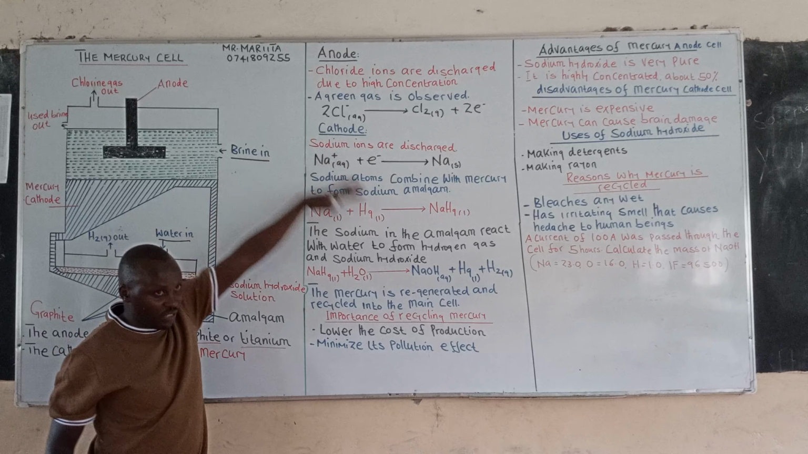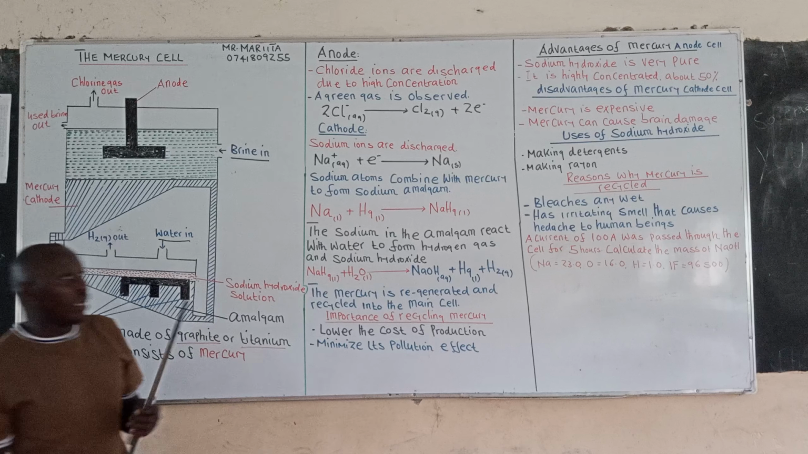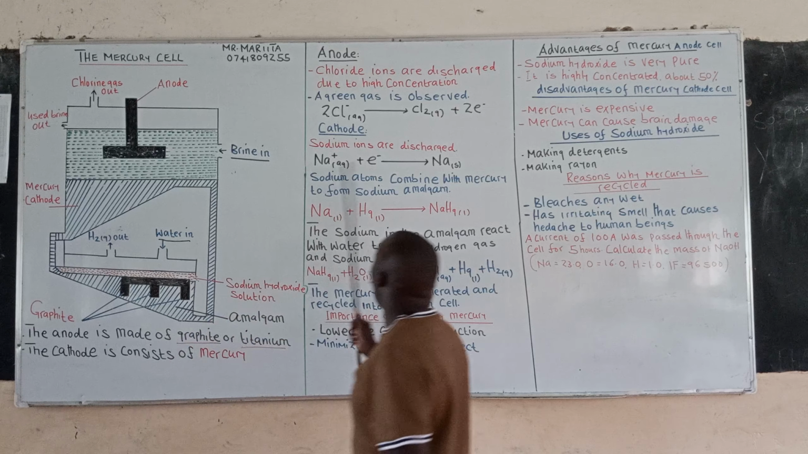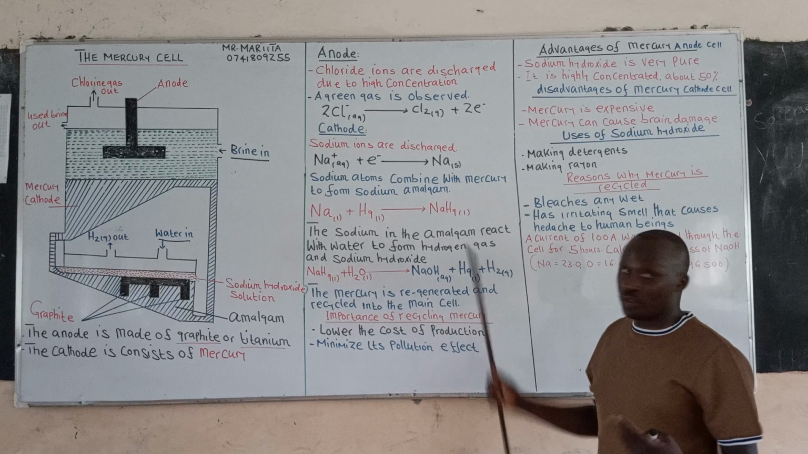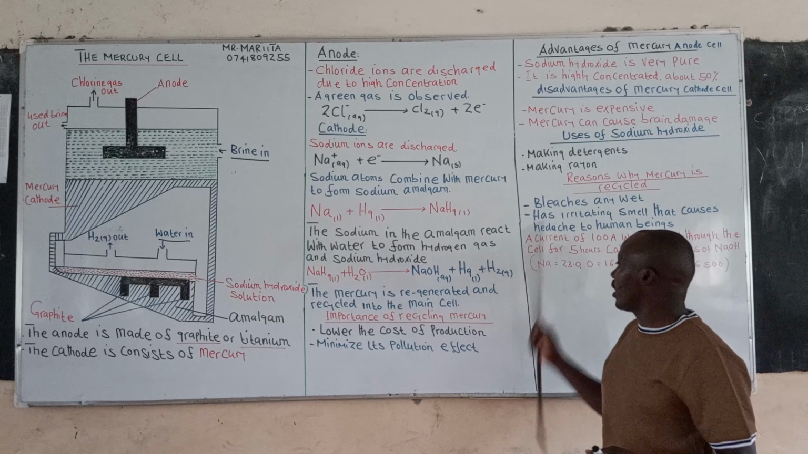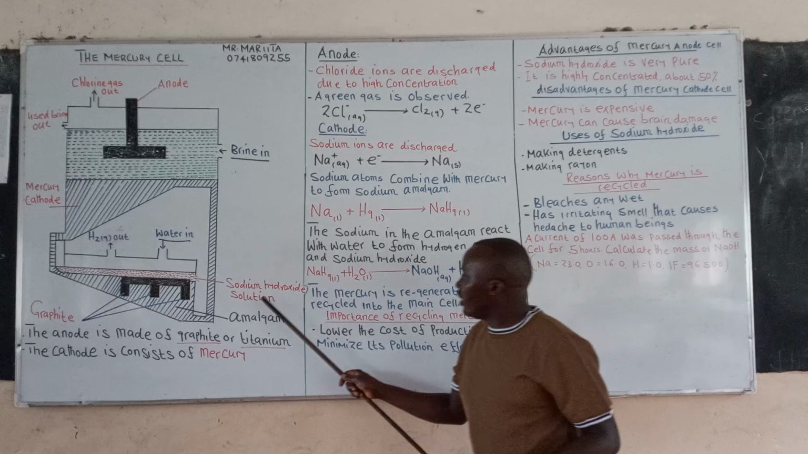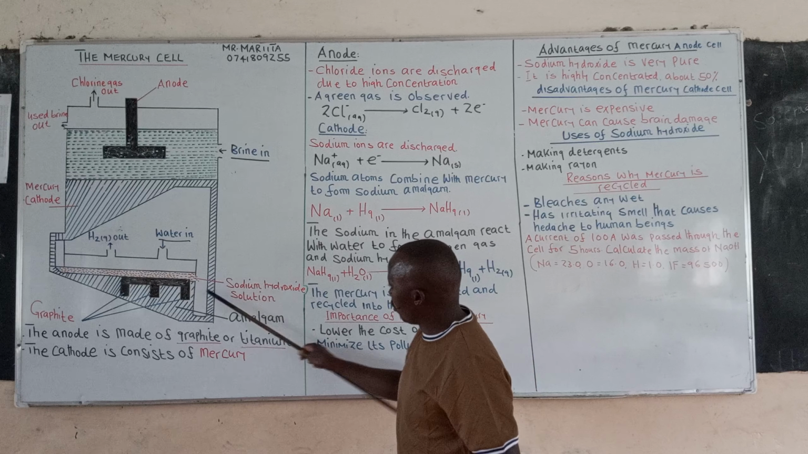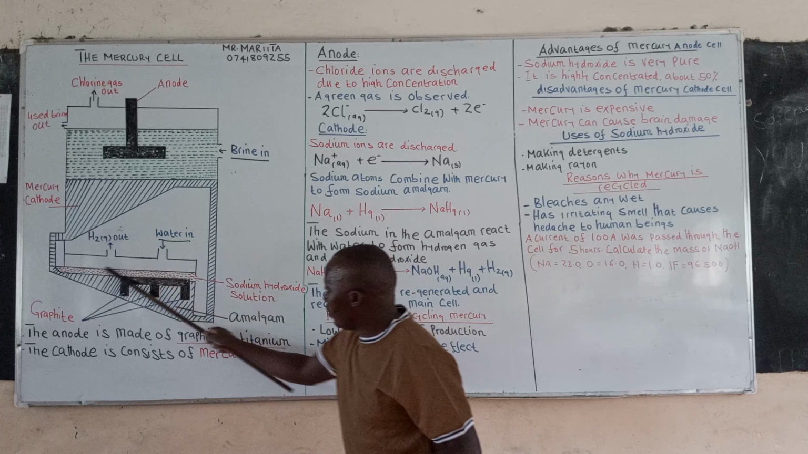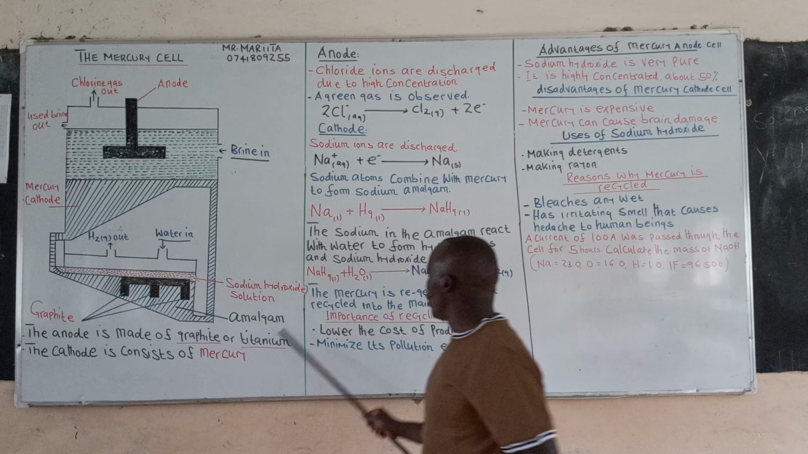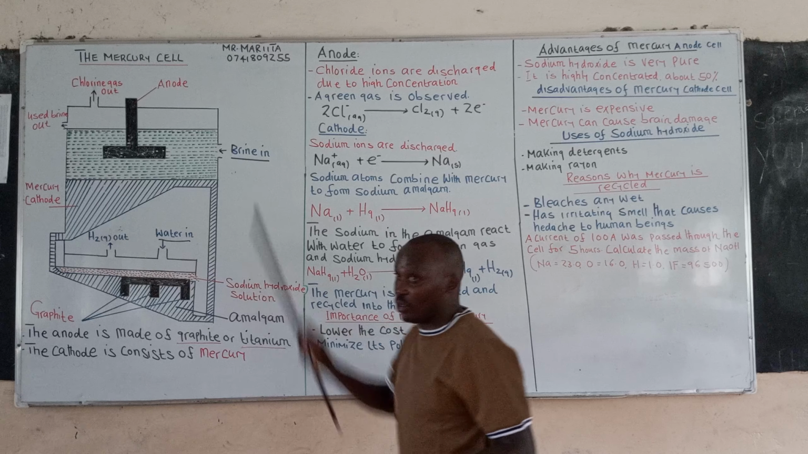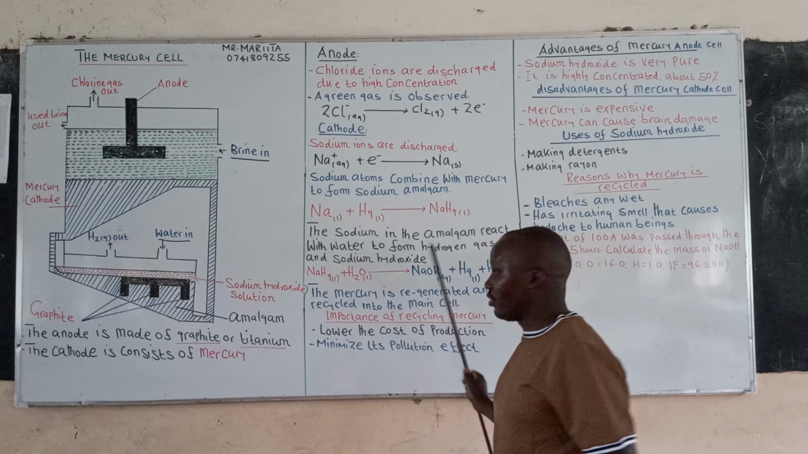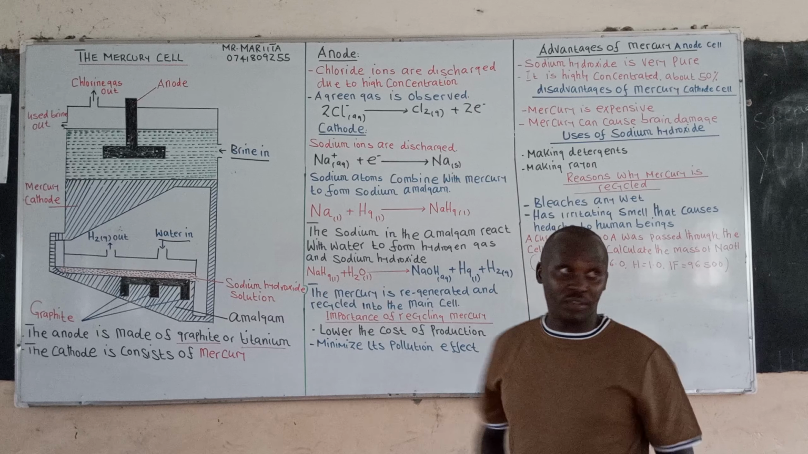And at the cathode, we have several reactions which take place. We have sodium ions, and sodium combining with mercury. Then the sodium amalgam combines with water to form sodium hydroxide, mercury, and then we have water. This region here is the sodium hydroxide solution. The sodium hydroxide will react with that water, and then you have sodium hydroxide, mercury, and hydrogen gas.